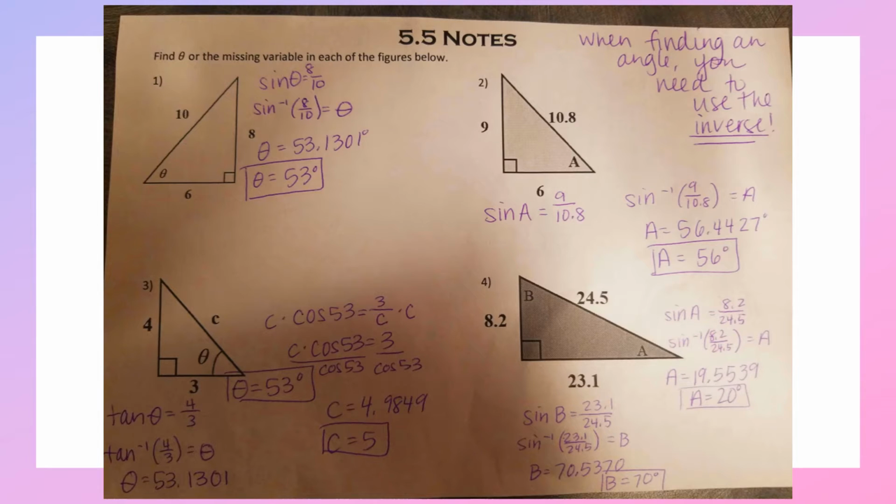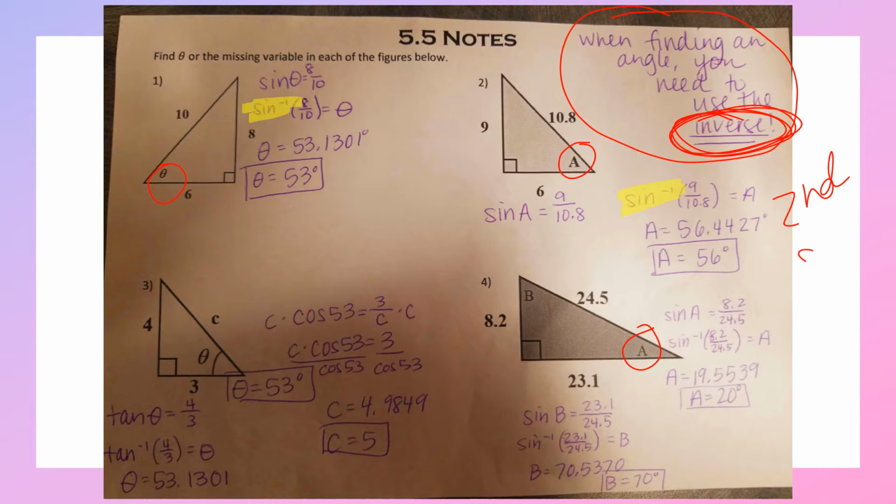The most important thing that you need to know about this lesson is that when you are finding an angle, you need to use the inverse. So whenever we're finding theta or A or an angle measure, we have to use the inverse, which looks like this on your calculator with the -1 as the exponent. So you would hit second, and then sine, or second cosine, or second tangent, and that will pull up the inverse for you.